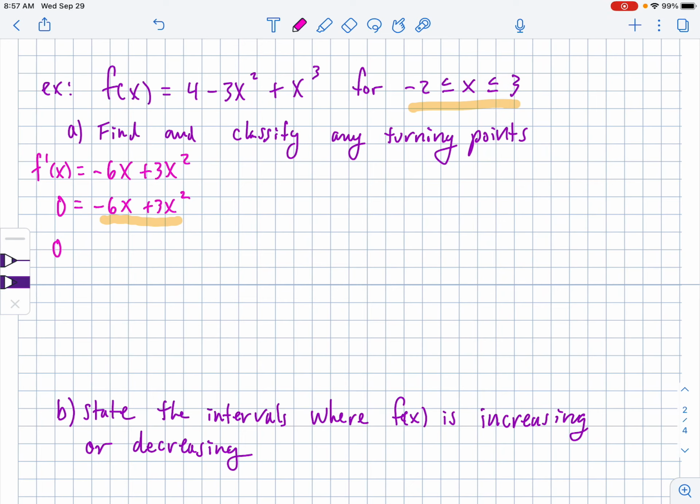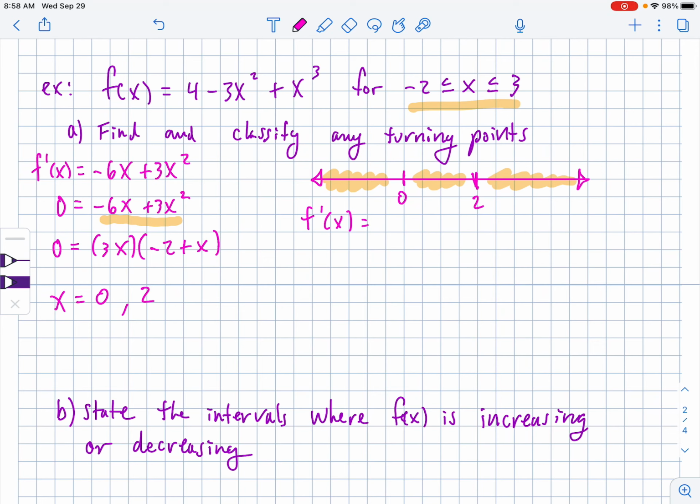Now, the things on the right, these both are divisible by 3 and both have an x in them. So you can factor out a 3x, and then left over you have -2 plus x. Set those both equal to 0, and you get x is equal to 0 and +2. Then we will slope test. So we'll put 0 here, we'll put +2 here, and then we're going to test these 3 different zones.